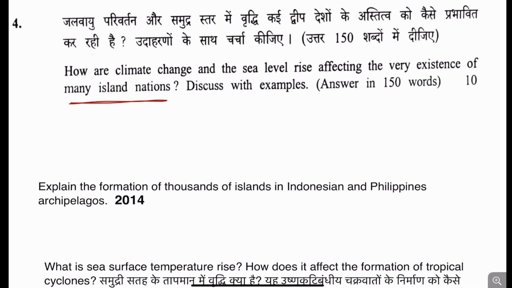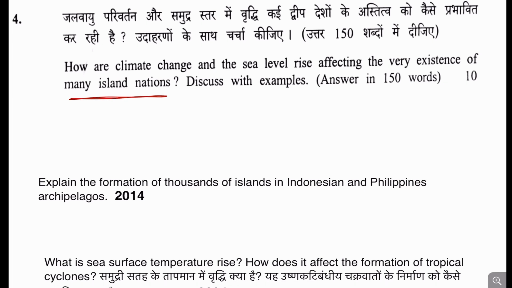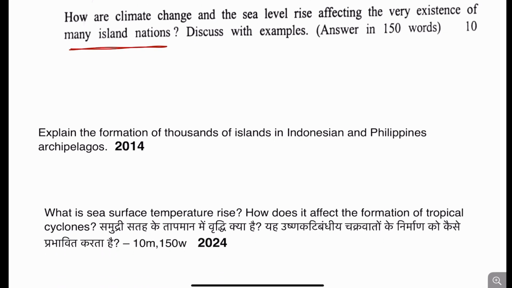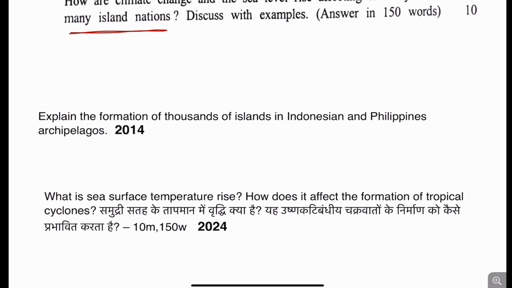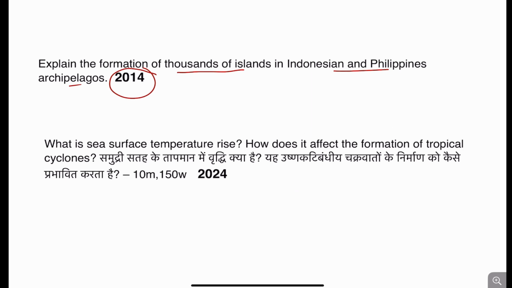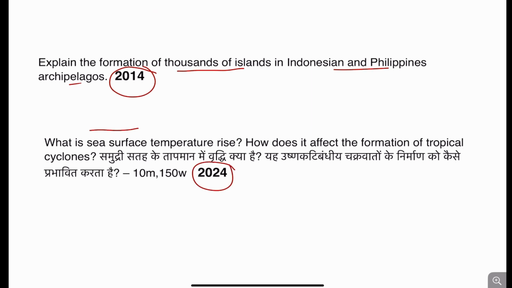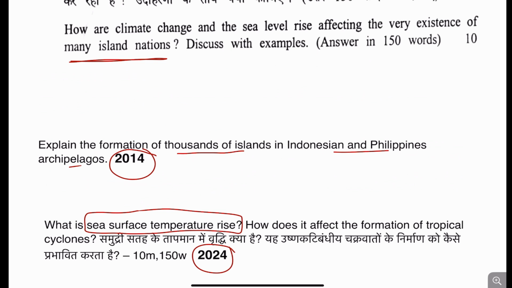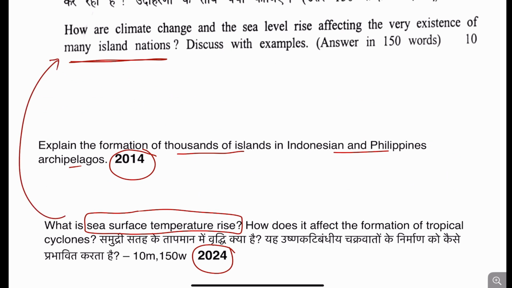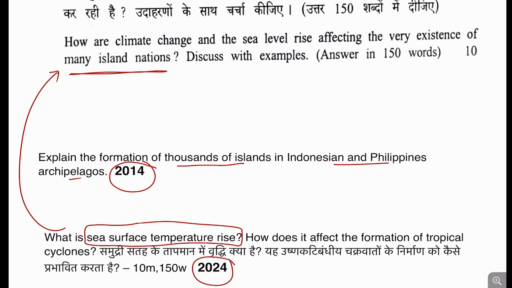This question is somewhat new, but you can also relate it to the 2024 question. The formation of thousands of islands in the Indonesian and Philippines archipelago was asked. In 2024, sea surface temperature rise was also asked by UPSC, and sea surface temperature rise has a natural progression to asking about the very existence of many island nations. So it is a natural progression in asking the question.